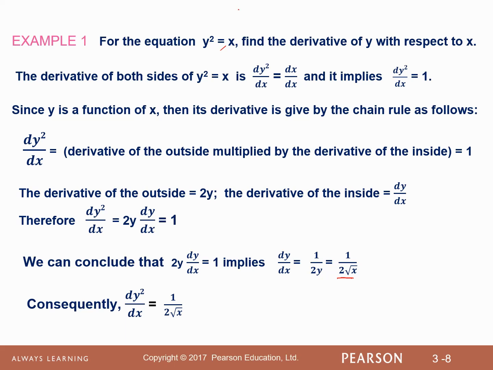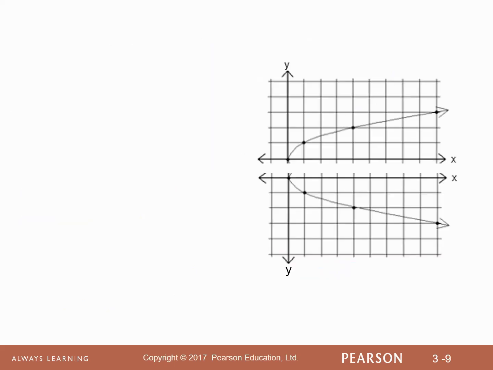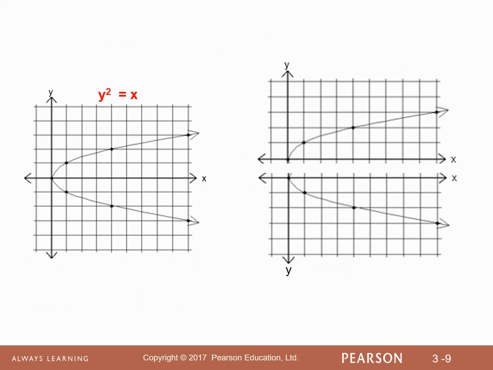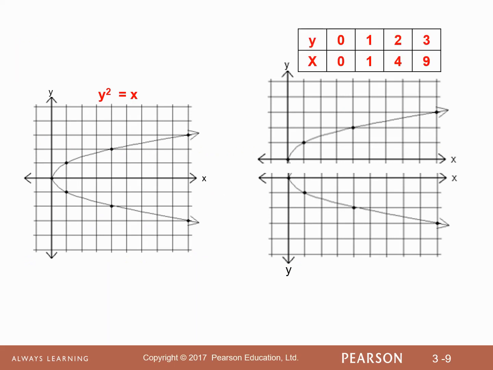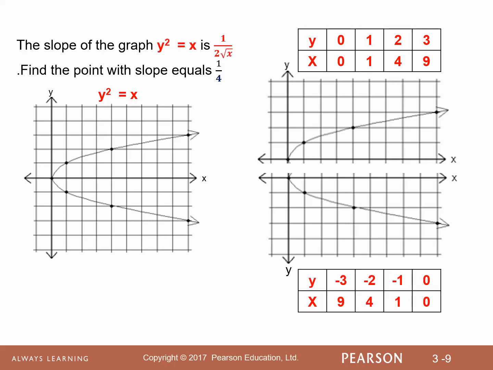One more time. Derivative of y squared is equal to 1 over 2 square root of x. Here are the two parts, the two branches of the function, and here is the original function, right? This is y squared equal to x, and this is the positive half, and that's the negative half, the top and the bottom. So the slope of the graph y squared equal to x is equal to 1 over 2 square root of x. Is everybody comfortable with this statement?